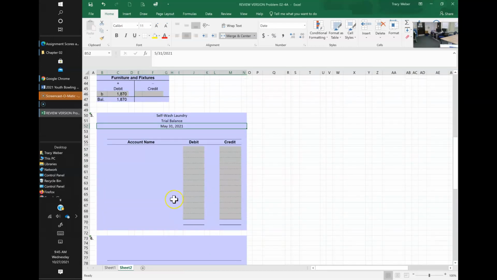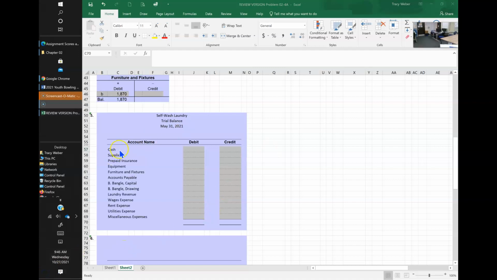So now we're going to start typing in the account names, okay? And that just goes in the order of the chart of accounts. So if you look on page 87 in your book for problem 24A, right there is the chart of accounts. So cash goes first, then supplies, then prepaid insurance, then equipment. I'm going to pause the video and do that right now, and you should too. Okay, I have all the account names typed out in the order provided on page 87 of the chart of accounts. So now I'm going to come back over, and it says I need to complete my trial balance.